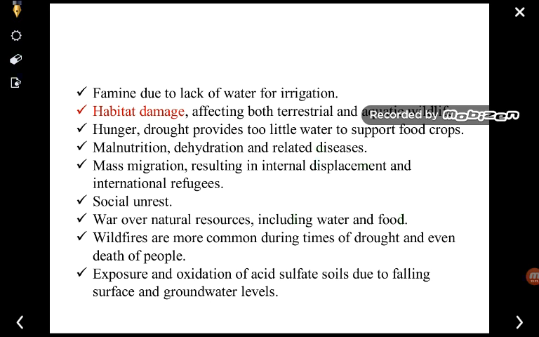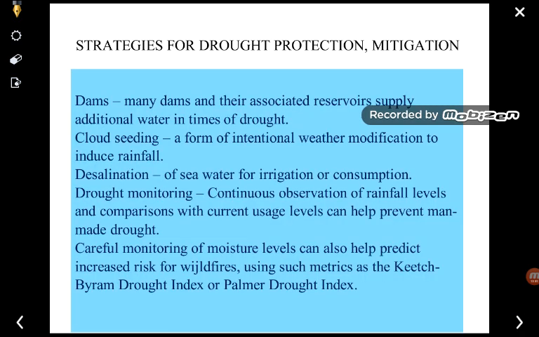And exposure and oxidation of the acid sulfate soils due to the falling surface and ground water level. यहाँ पे क्या होता है, ओवर यूटिलाइजेशन ऑफ द वाटर होने के कारण ग्राउंड वाटर का लेवल खूब ही रिड्यूस हो जाता है, ये फॉल हो जाता है. So these are the consequences.